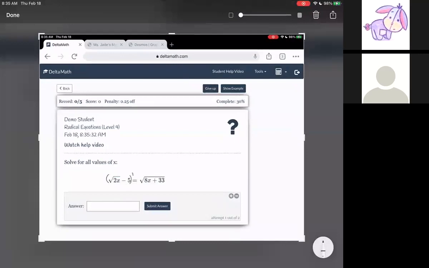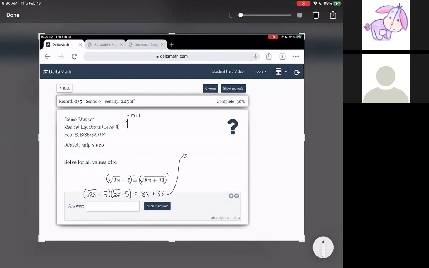Okay, so we're going to square both sides. And so let me rewrite this one. Okay, and then on the right side, the square root and the squared cancel out, so we're just given 8x plus 33. Okay, and then on the left side, we're going to FOIL.